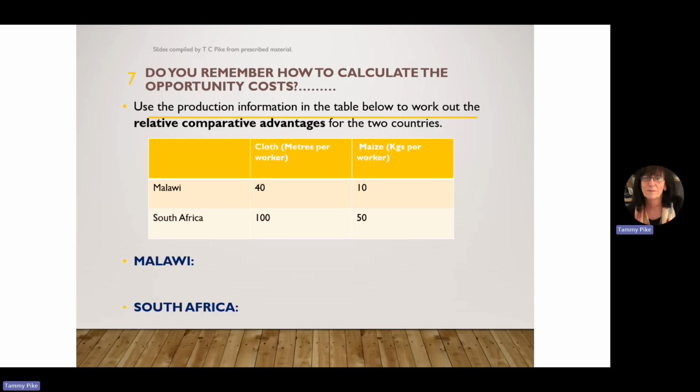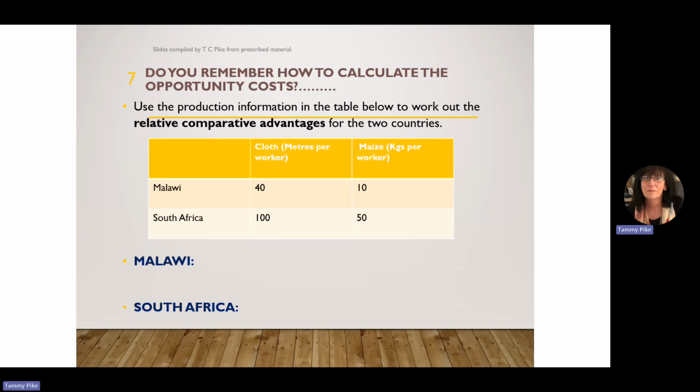Actually, before I do that, let's do it before we have the answers in front of you. Let's remind you. When we are looking at these 2 countries here, we are looking at them using their resources to produce either cloth or maize. That means that if you want to produce cloth, you have to give up producing maize, or if you want to produce maize, you have to give up producing cloth. And that is where the origin of calculating the opportunity cost comes from.